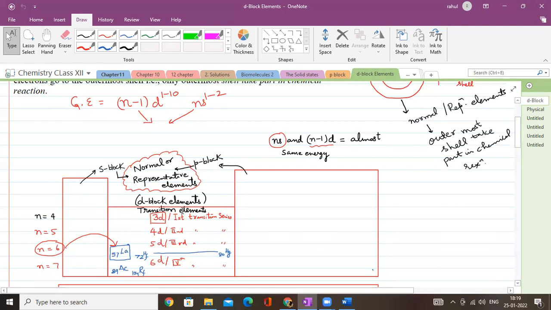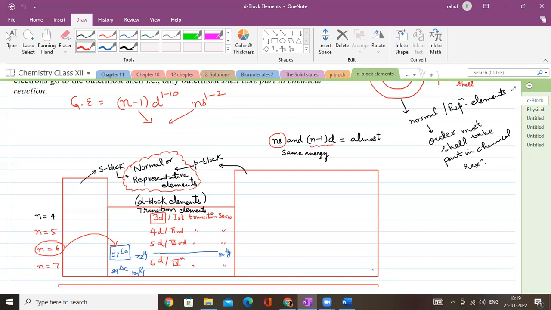I was saying the same thing the other day also. Transition means when something has an intermediate property. Transition means when you are going from one phase to another phase, the intermediate state is exactly called the transition state. Here also, transition basically means the intermediate oxidation state or intermediate state. That's basically called the transition state.